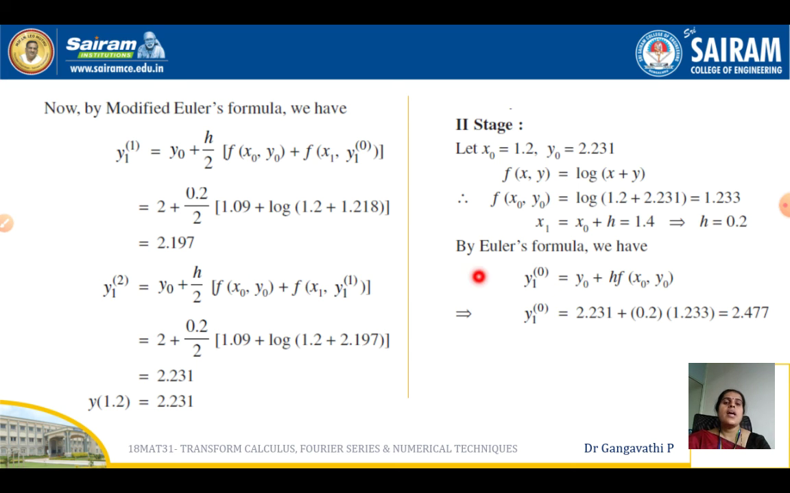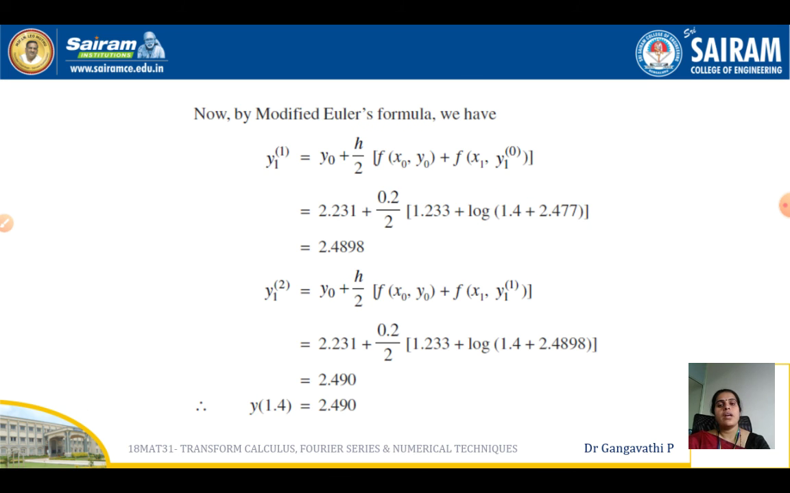So stage 2 here is x naught is 1.2. As I told you in the previous problem, the stage 1 values act as an initial value for stage 2. So x naught is 1.2, y naught is 2.231, and f of x comma y is this. F of x naught, y naught is 1.233, and x1 here is equal to 1.4. So use Euler's formula, and evaluating the value of y1, we get it as 2.477. And by modified Euler's formula, write down the formula, make a substitution, use the immediate previous value of y, and then evaluate it. So we get y1 in the first approximation as 2.4898.